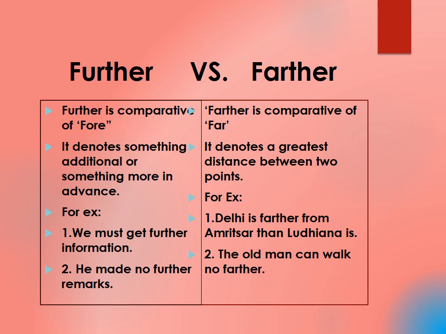Now further is the comparative of fore. Fore means at first place, in front position. And farther is the comparative of far. Far means at a distance. Second point is, it denotes something additional or something more in advance. Further adds to the more information. When we say that more information is needed, then we say further information.